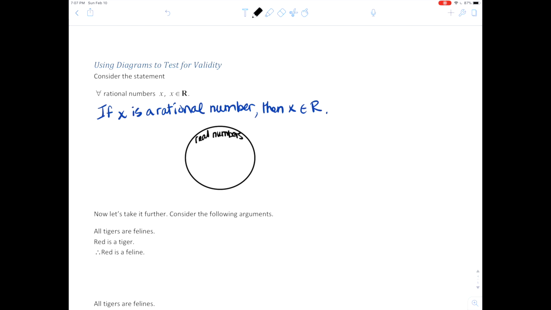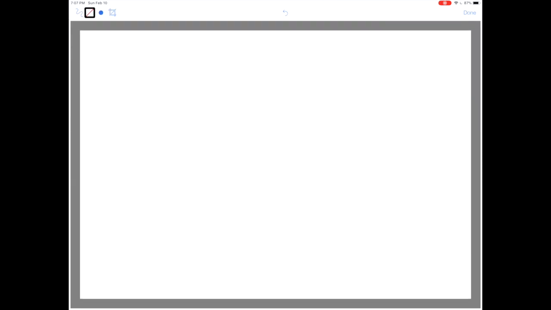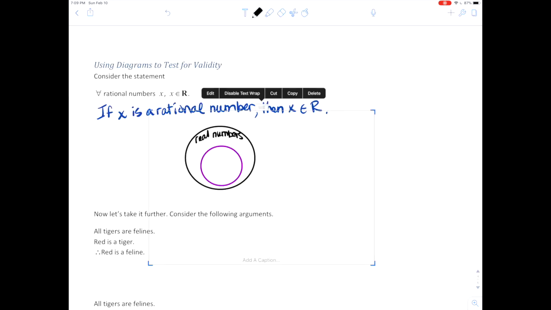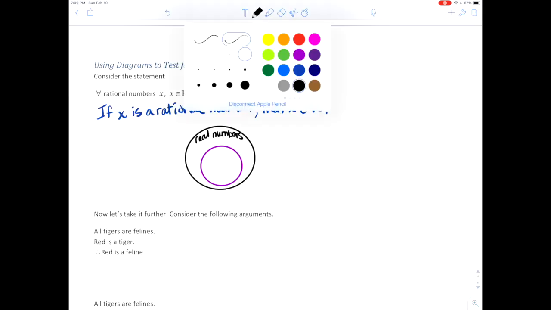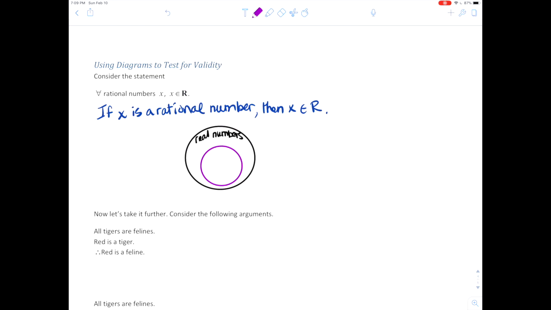And then inside, what we're doing is we are putting in another circle, right? Because every rational number is a real number as well. So here, if we put in another circle, every single rational number is in the set of real numbers. So the diagram would look like this.